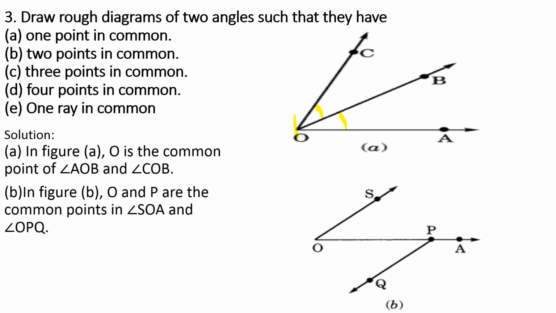See here, SOA is one angle and OPQ is one angle. So how many angles are formed here? 2 angles are formed here. So what are the common points here? O is one common point and P is one common point. So how many common points are here? 2 common points and 2 angles formed here.